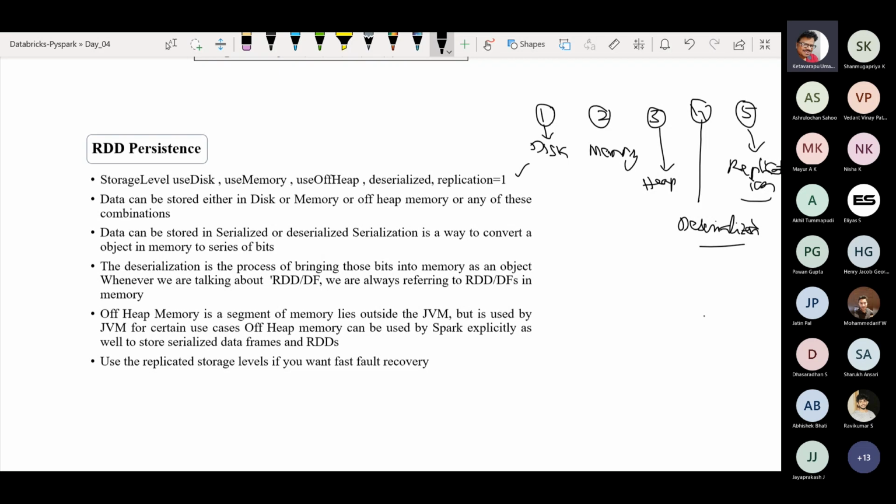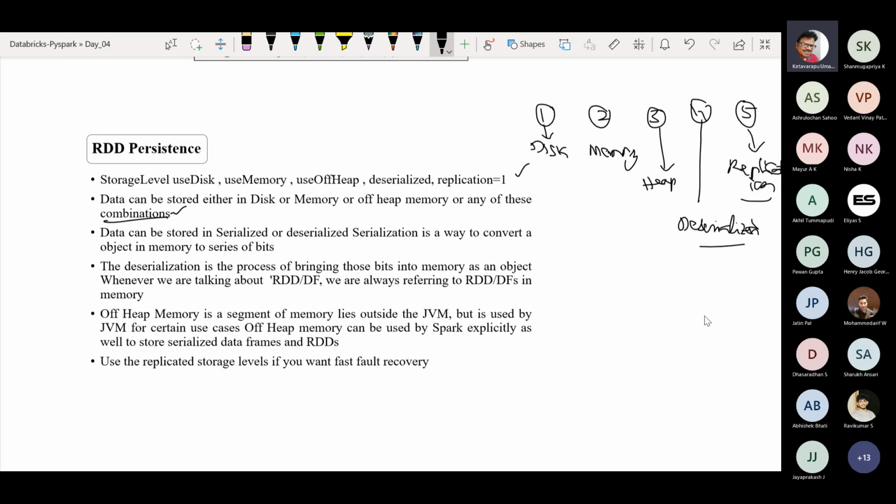But observe that if you want to maintain the deserialization or heap memory, then these third and fourth options should also be true. And the fifth one, however, is a number. If it is one, replication is one. If it is two, multiple copies are there along with the memory. Maybe I'm having the disk also. And data can be stored either in disk or memory or off heap memory or any of those combinations.